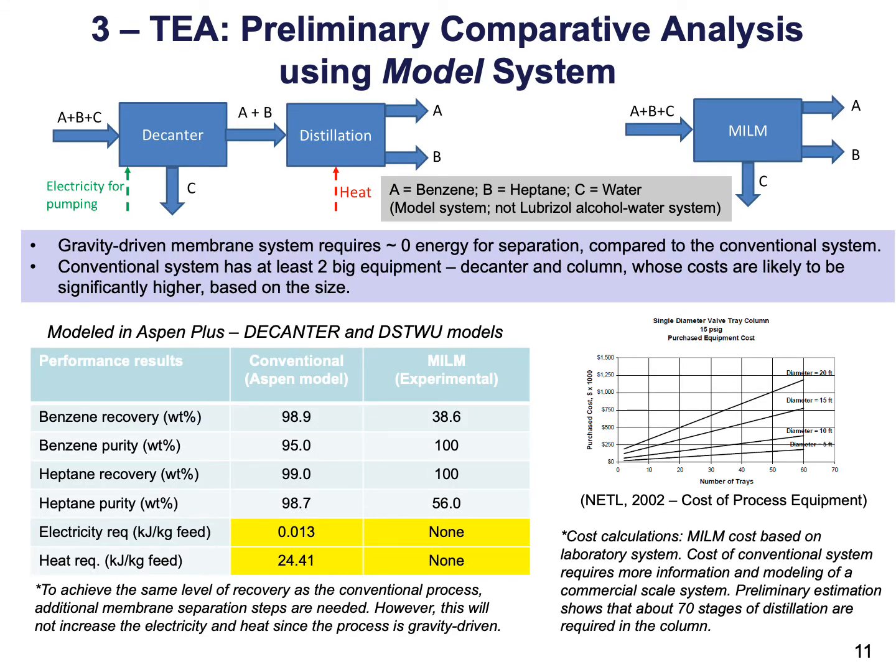We also performed the techno-economic analysis using the model mixture of benzene, heptane, and water. For the conventional approach, electricity is required for pumping a decanter, and heat is required for the distillation process. For our integrated 3D membrane, the separation is all gravity-driven. No external energy is required. Also, the conventional system requires bigger equipment of decanter and column that take much more space, and the costs are likely to be significantly higher based on their sizes.